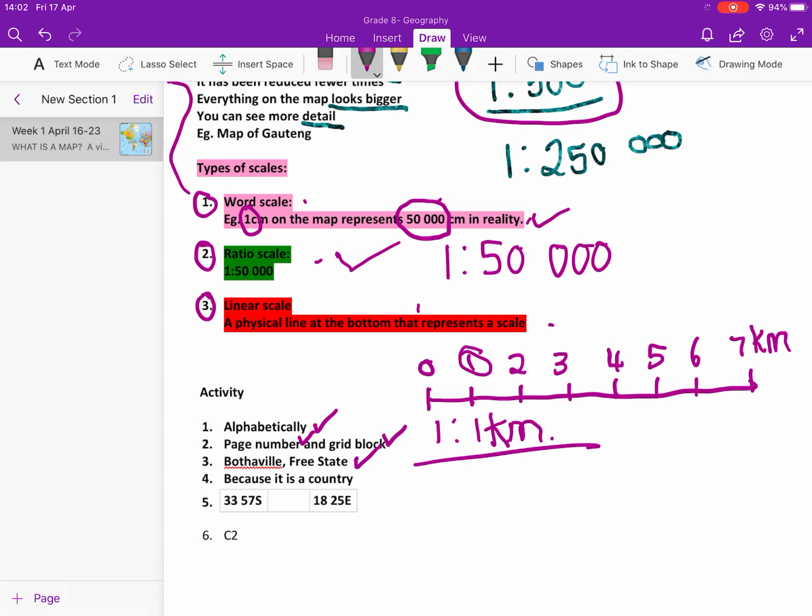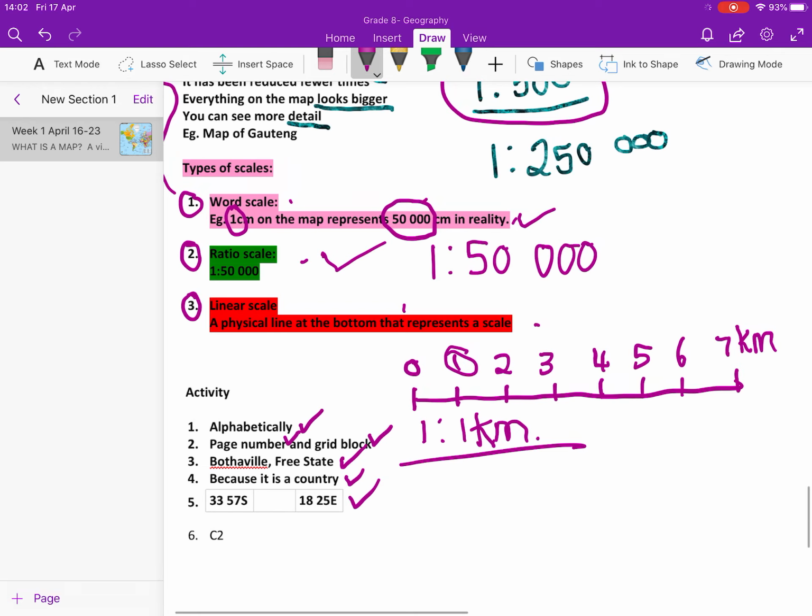Number 4 says, why is Cameroon in capital letters? Cameroon is in capital letters because it's a country. Question 5 says, what are the coordinates for Cape Town? You can just read that from the example given on the second piece of paper that you can see over there. Question 6 says, in which grid block would I find Brakpan? That is in C2. See if you can complete the activity before looking at the answers, and then you can test yourself.